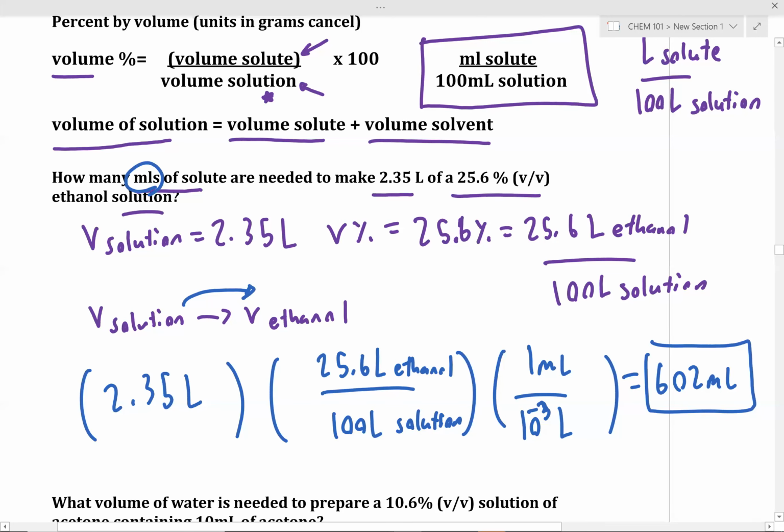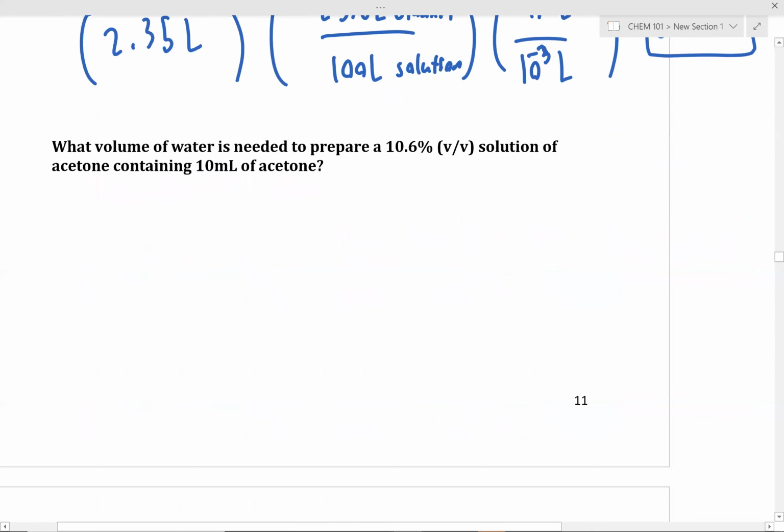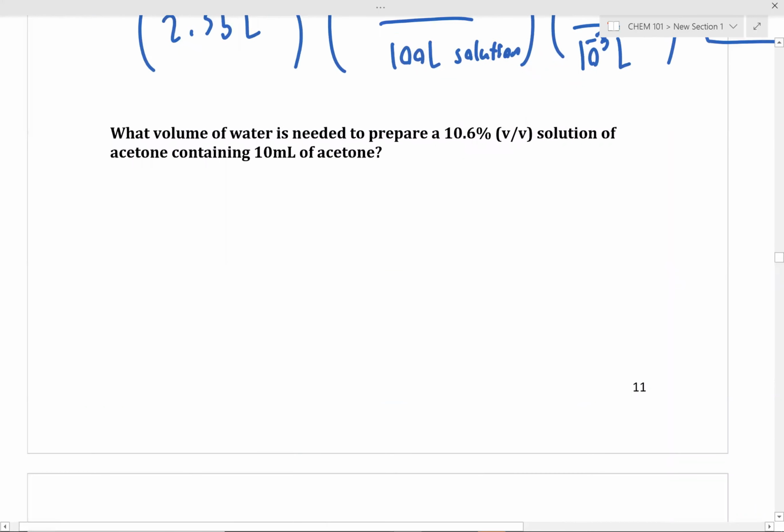Let's now have you try an example so I can observe and get a sense of how everyone's doing on this topic. So to accomplish this, I'd like you to tell me what volume of water is needed to prepare a 10.6 volume to volume solution of acetone containing 10 milliliters of acetone. And this one, just like our mass percentage example, may require you to use algebra.